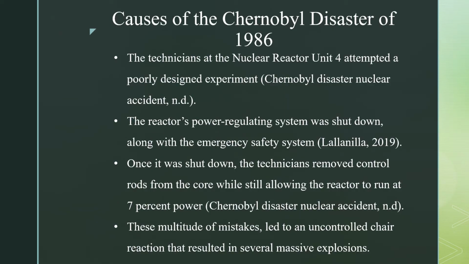The causes of the Chernobyl disaster of 1986. The technicians at the nuclear reactor Unit 4 attempted a poorly designed experiment. The reactor's power regulating system was shut down, along with the emergency safety system. Once it was shut down, the technicians removed control rods from the core while still allowing the reactor to run at 7% power. These mistakes led to an uncontrolled chain reaction that resulted in several massive explosions.